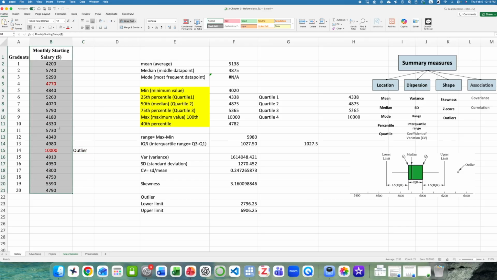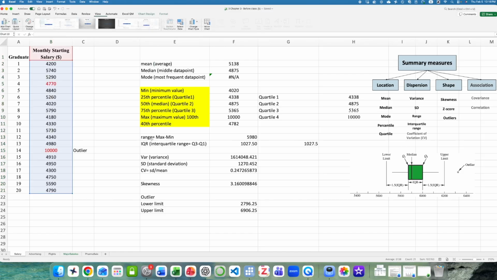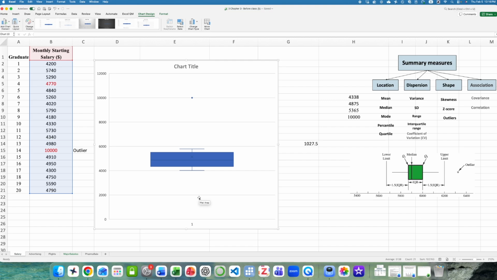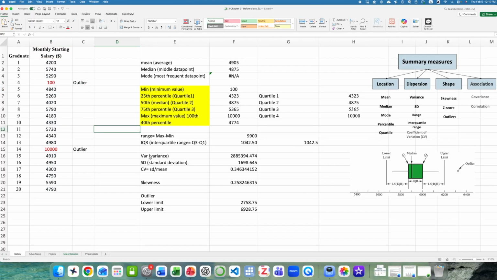I also can create a box plot in Excel. Select your data, insert, and this icon gives you histogram and box and whisker. Select box and whisker. Excel can give you the vertical box plot, and you can see that the 10,000 monthly starting salary is considered an outlier, much above the upper limit. This is the upper limit, 5,790. This is the median. This is the lower limit. I also can change this number to 100, and now you can see that this is also considered an outlier here. I'm going to stop here.